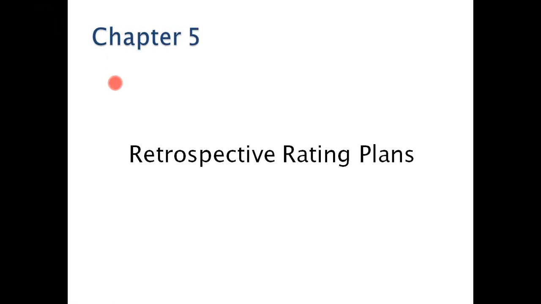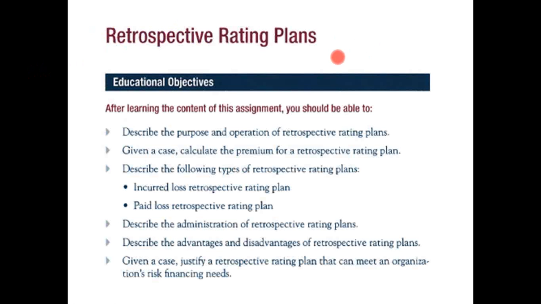So we'll go on to the retrospective rating and talk more about this and those key elements. But don't be overly concerned with formulas on here. As you go through, you'll see how this will basically work out. So our objectives for Chapter 5 are to describe the purpose and operation of retrospective rating plans.